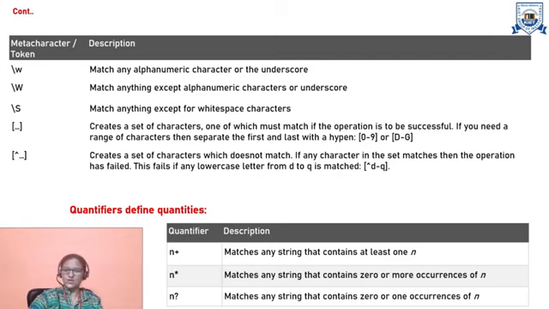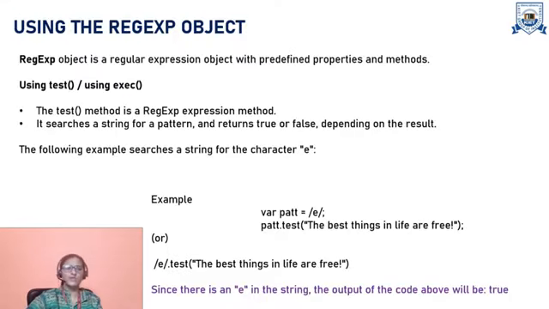Asterisk requires zero or more. Plus matches any string that contains at least one n. So these are the quantifiers that define the quantities.